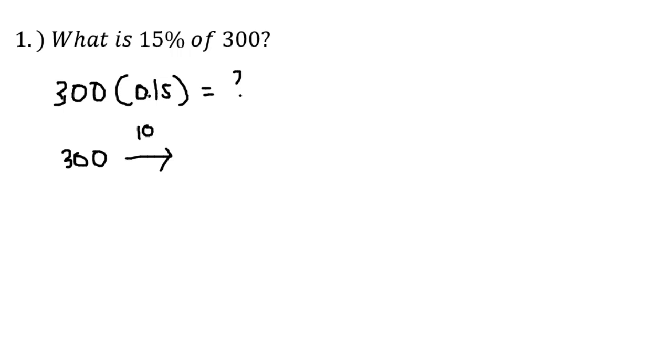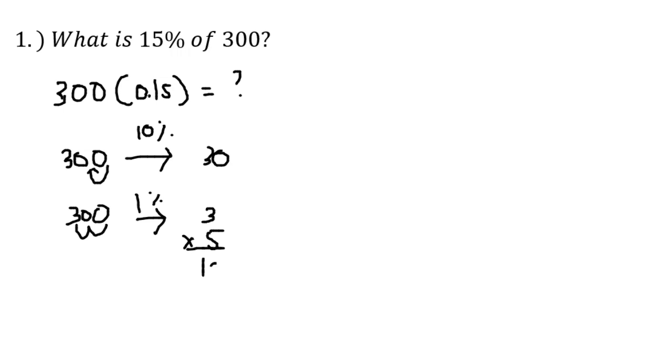Let's move on to 10% of 300. If we're going to do that, we're just going to move it one decimal place. So we get 30. And let's now find the 1% of 300. This is going to be 3. We're going to move it two decimal places.